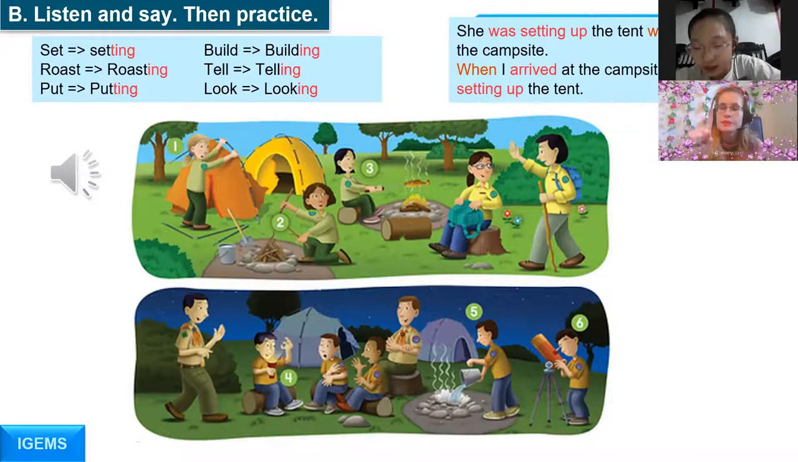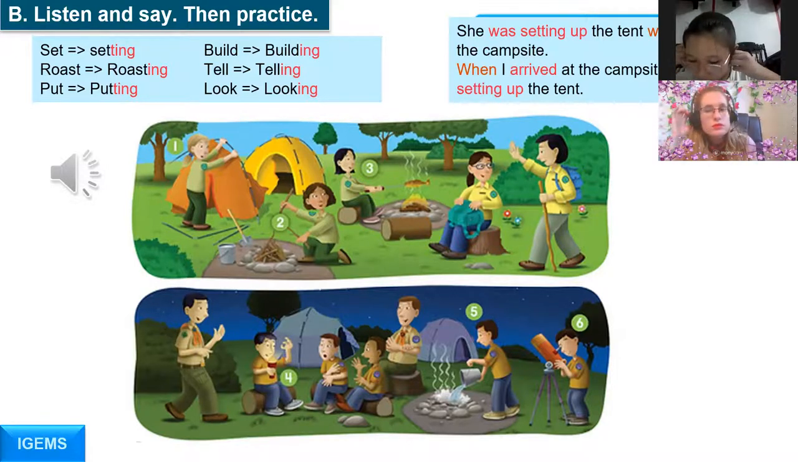One. She was setting up the tent when I arrived at the campsite. When I arrived at the campsite, she was setting up the tent. Two. She was building a campfire when I arrived at the campsite. When I arrived at the campsite, she was building a campfire. Three. She was roasting fish when I arrived at the campsite. When I arrived at the campsite, she was roasting fish.